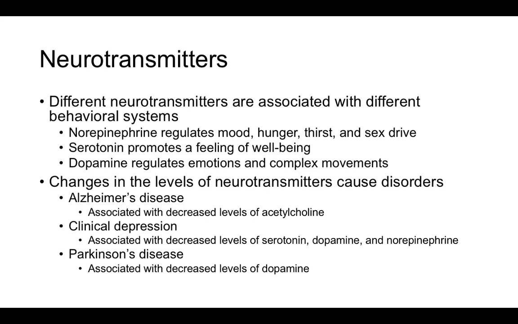Now, changes in neurotransmitters can cause diseases. Alzheimer's is associated with decreased levels of acetylcholine. Acetylcholine is the typical neurotransmitter that moves between one neuron and the other, so it just doesn't move as quickly. Clinical depression is decreased levels of serotonin, dopamine, and norepinephrine. Parkinson's is also decreased levels of dopamine.